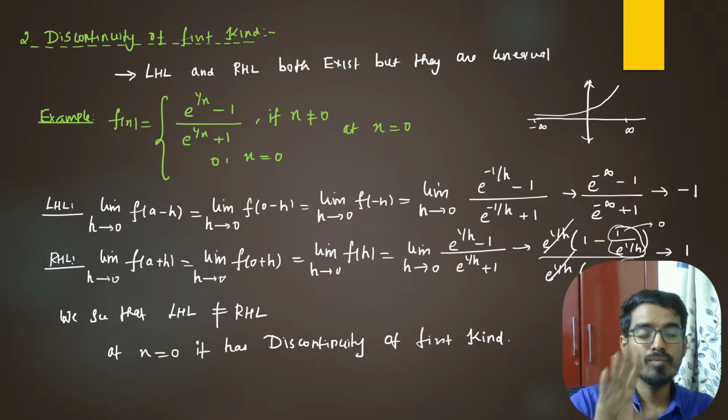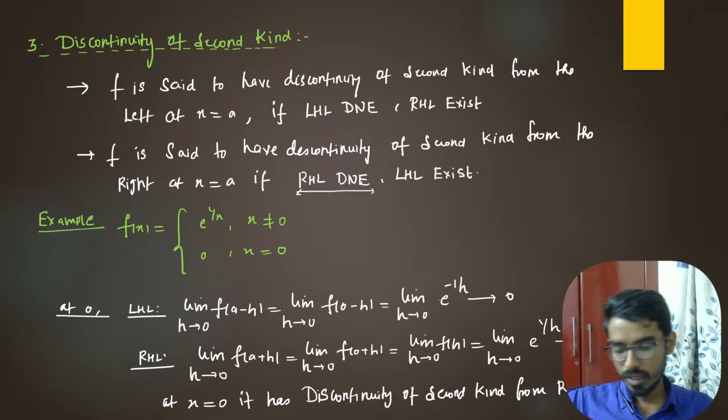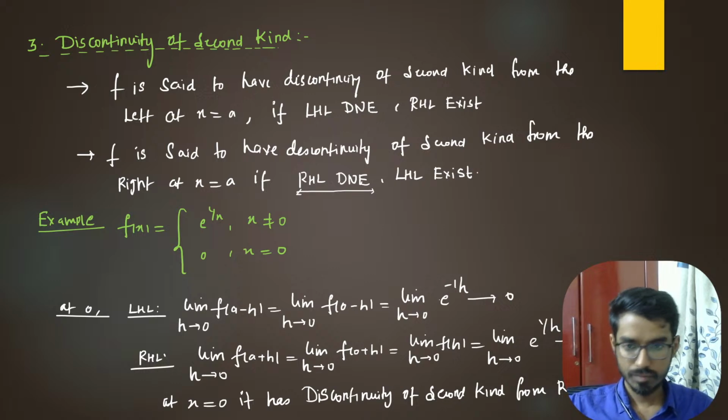So that is, see, very simple. Here both the limits exist, both finite, but they are not equal. But here one of them does not exist, the other exists, right? So we're going to call this discontinuity of second kind, right? Okay. So next is mixed discontinuity. Last type of discontinuity, that is called mixed discontinuity.